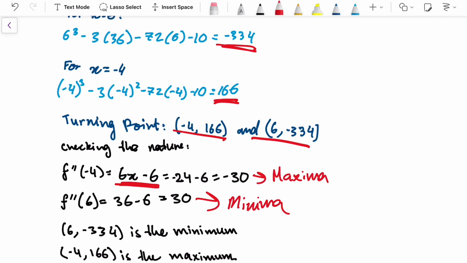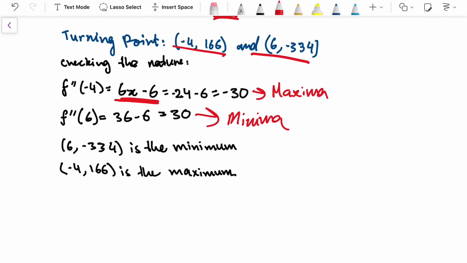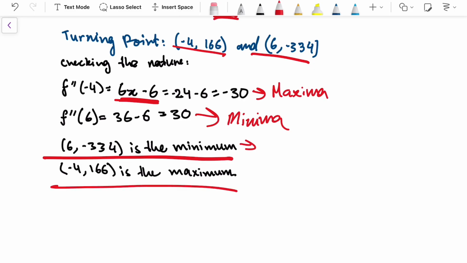Okay, again, it's a bit flipped, I get it, but here you can see I've written (6, -334) is our minima, and (-4, 166) is our maxima. So we can write minima, not minimum, sorry, and this is maxima, not maximum.